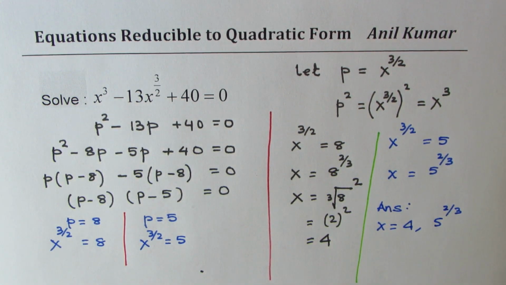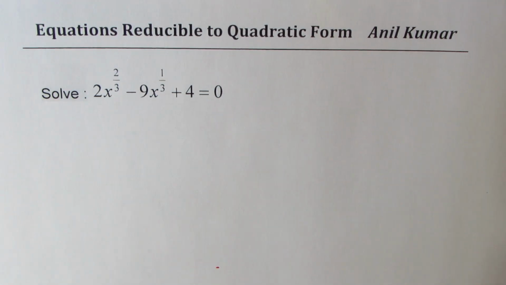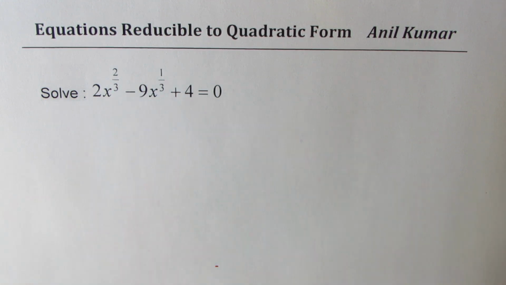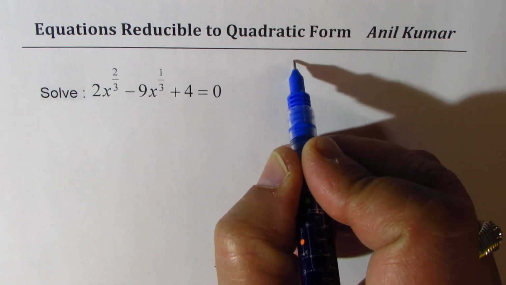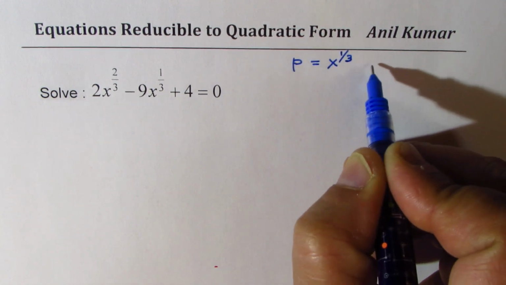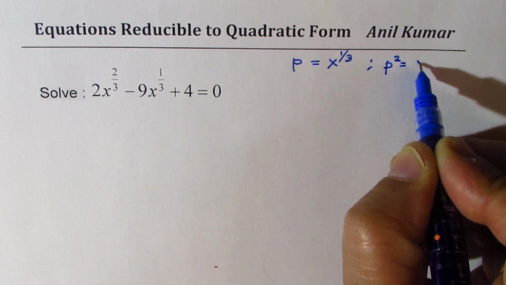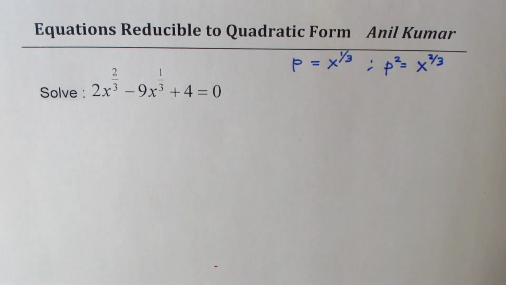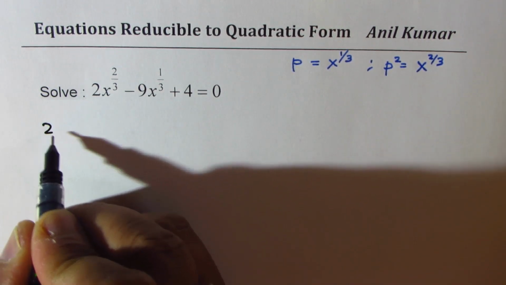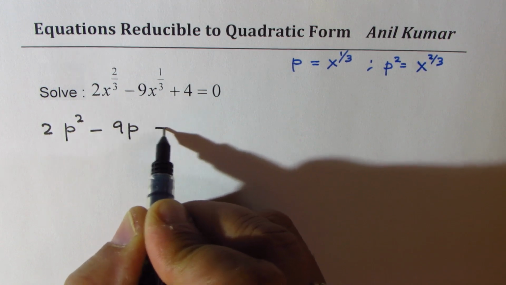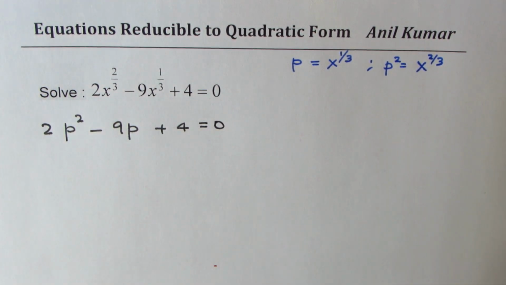Now let's move on and solve the next question. The equation before us is 2x to the power of 2 over 3 minus 9 times x to the power of 1 over 3 plus 4 equals 0. Now here we could substitute p equal to x to the power of 1 over 3, right? In that case, p square will be x to the power of 2 over 3. So that is the substitution we are going to make. So we could rewrite our equation as 2 times p square minus 9p plus 4 equals 0.